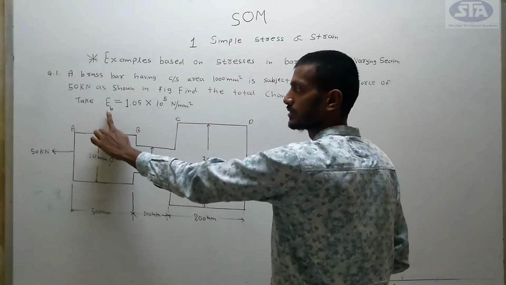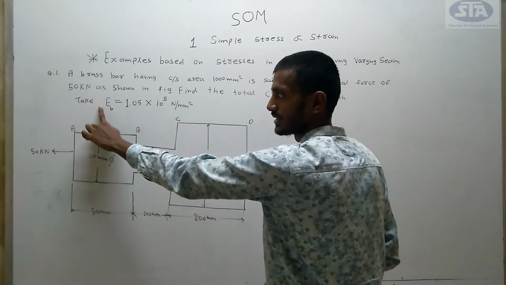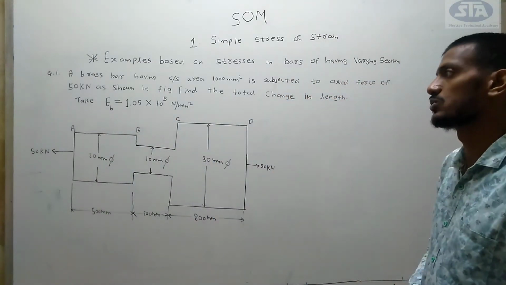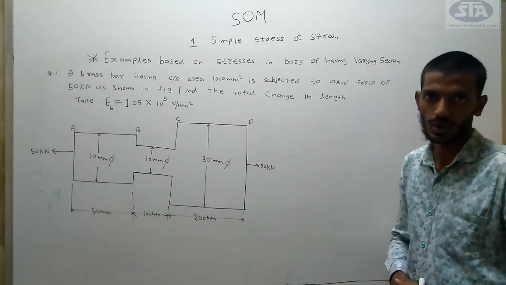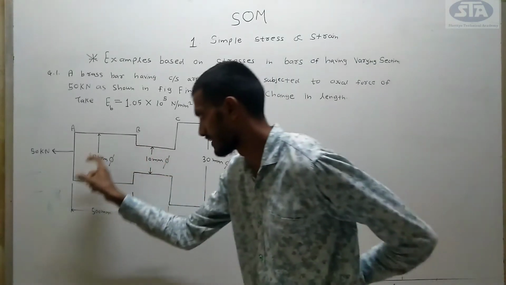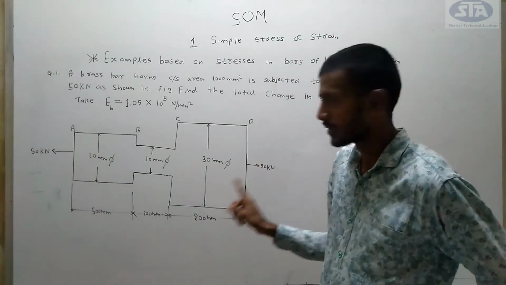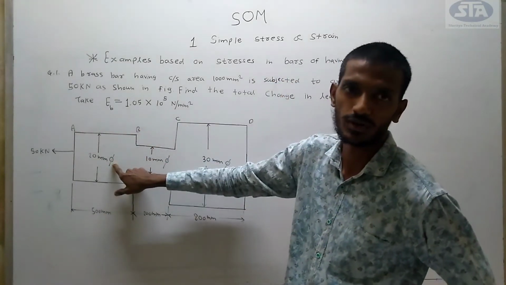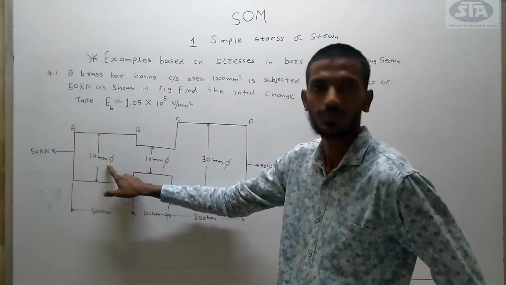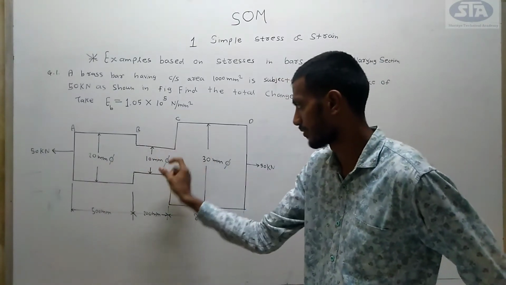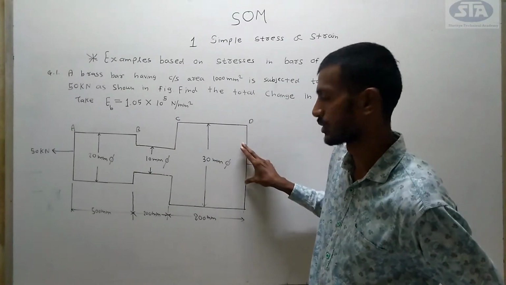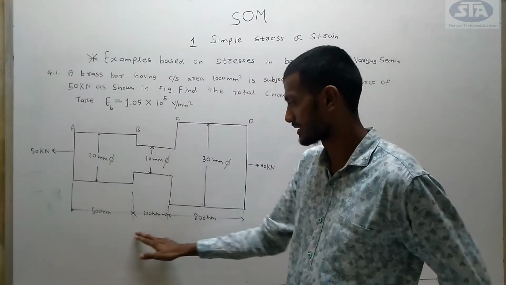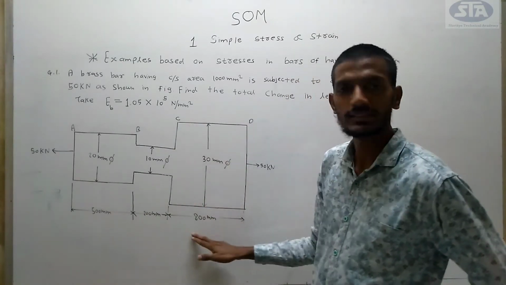Take E, that is called modulus of elasticity for brass, equal to 1.05 into 10 raised to 5 Newton per mm square. You are already given this diagram. As shown in the diagram, the AB portion is of diameter 20 mm, the BC portion is diameter 10 mm, and the CD portion is diameter 30 mm. AB length is given as 500 mm, BC length as 200 mm, CD length as 800 mm.